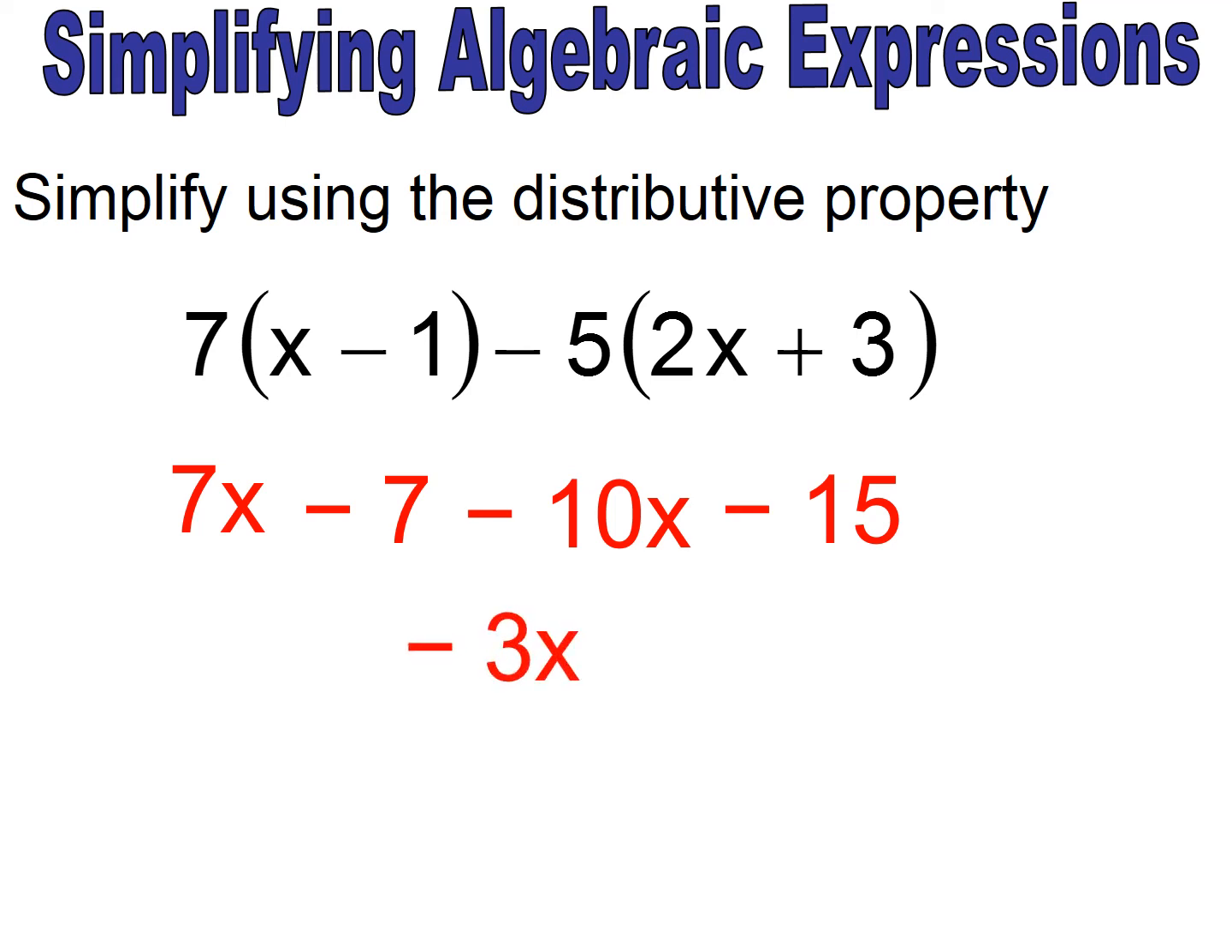I combine like terms here. 7 minus 10 is a -3, and -7 minus 15 will be a -22.